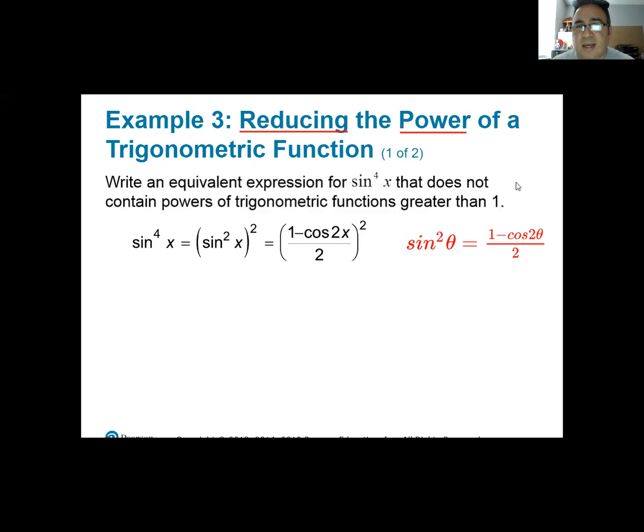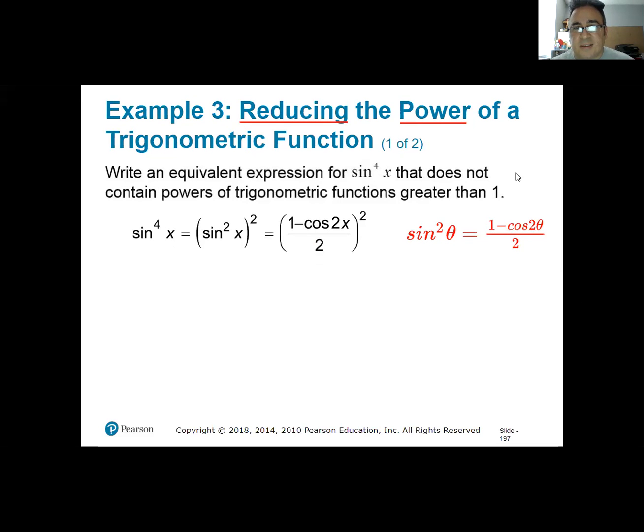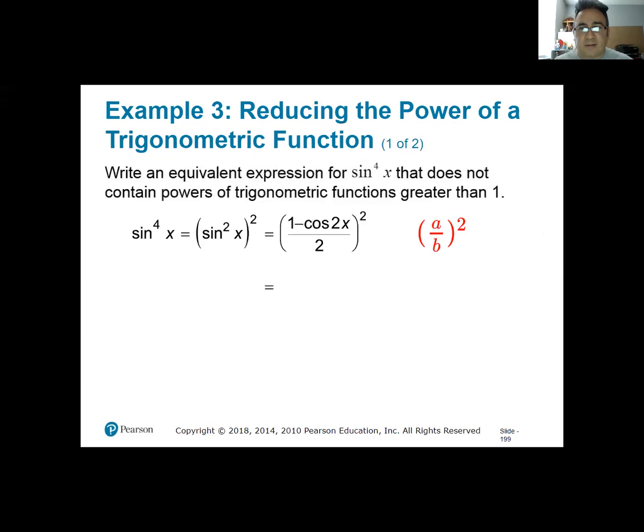And I remember that way back in the day, I was taught something about a over b squared. That's the same as saying what? A over b squared is a squared over b squared. So the denominator is going to be pretty easy, right? The denominator is going to be 4. The question is, what happens with this numerator?